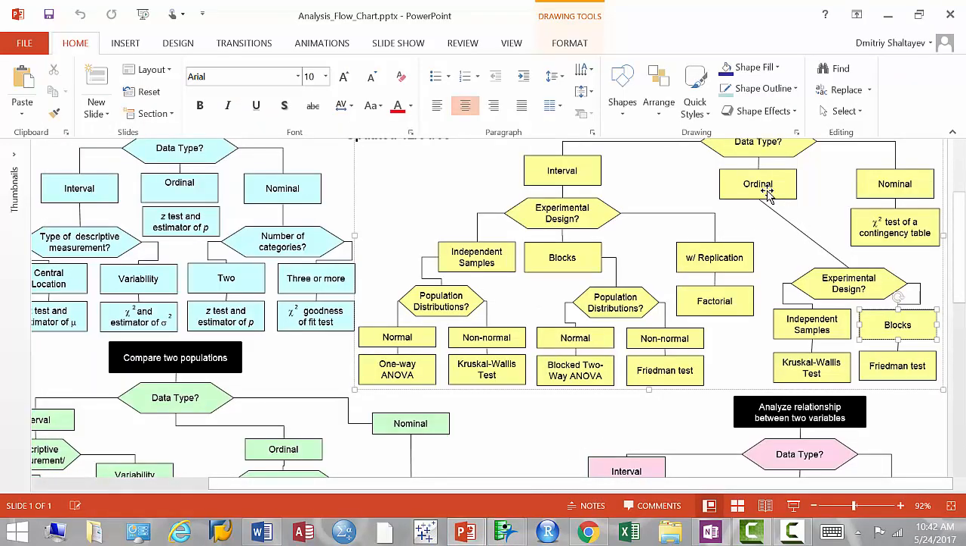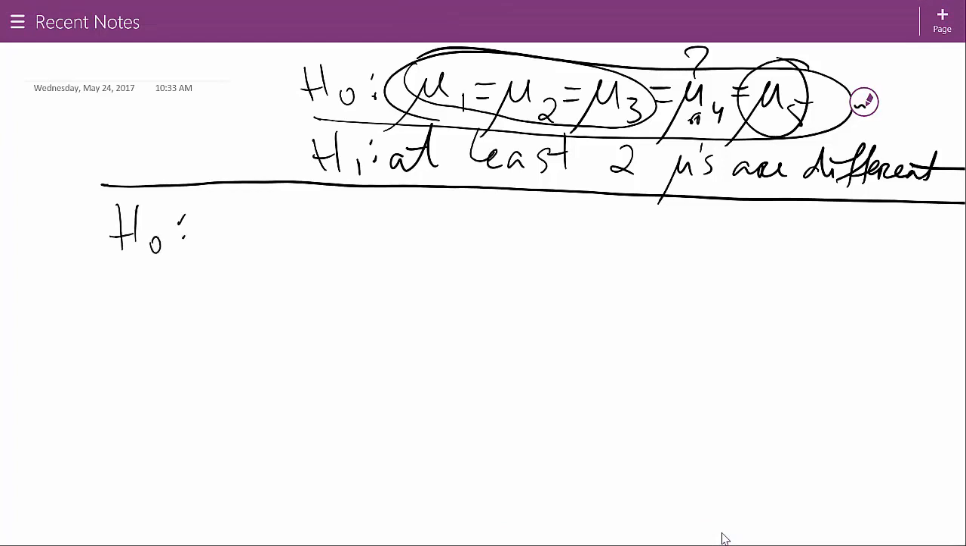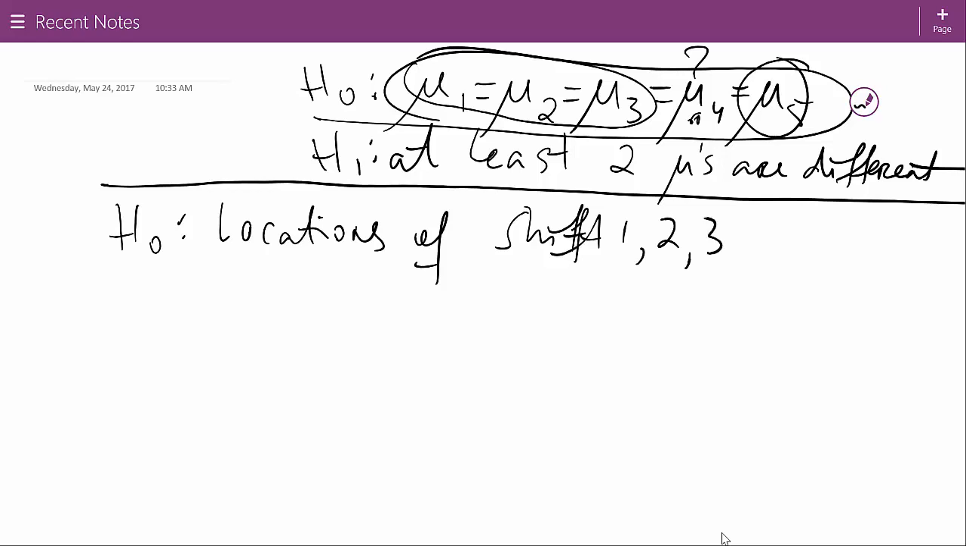Let me go back to my magical flow chart. So ordinal data, independent samples, bam, Kruskal-Wallis test, okay? So what exactly am I testing? Well, let me write that down. In this case, my null hypothesis is that locations, let me call it shift 1, 2, and 3, are the same.